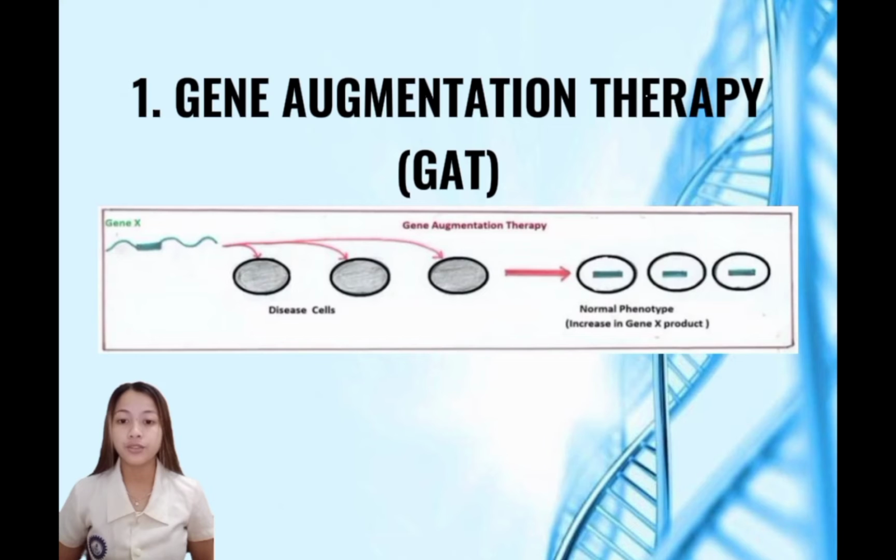This vector was introduced inside the disease cells by various gene transfer methods. After a successful homologous recombination, the treated cells will show the presence of gene X products as well as normal.